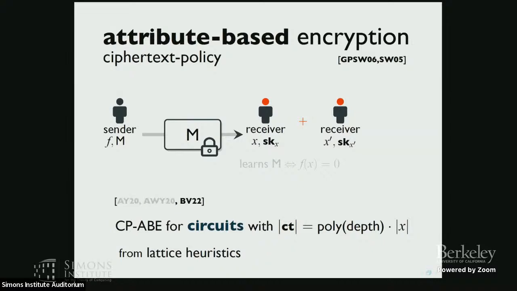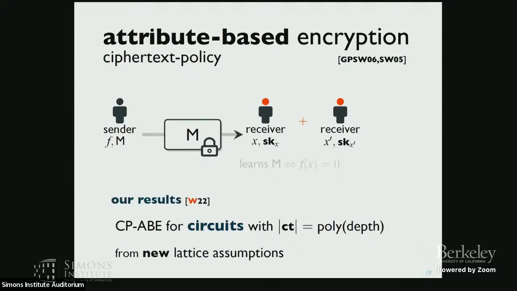So the second of these results gives a construction from lattice heuristics in the sense that it only uses lattice algebra, but the paper does not give a reduction to a simpler assumption. So in this sense, we don't even know how to, for instance, reduce the security of this scheme to some kind of circular security assumption. So it's sort of the state of the art for CPABE for circuits with small ciphertext size.